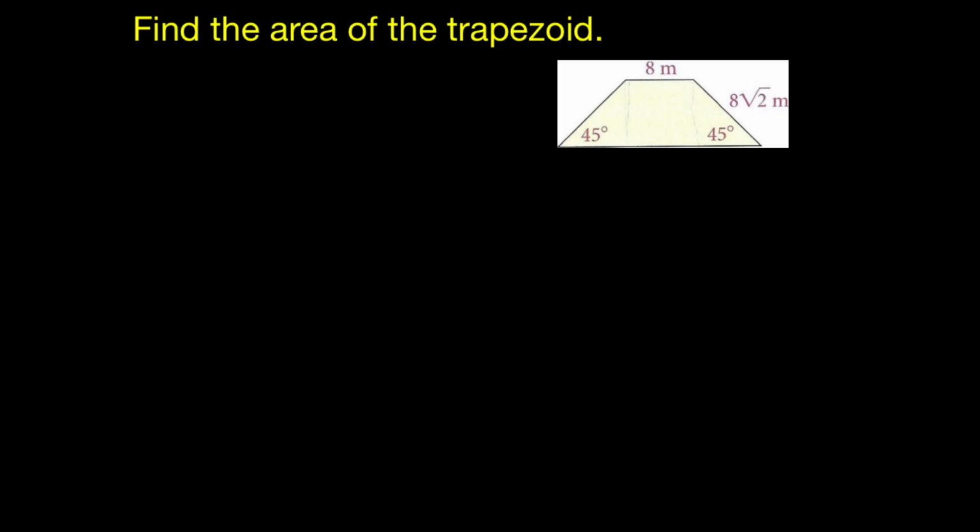Find the area of the trapezoid. In order to find the area of the trapezoid, I can apply this formula: 1/2 multiplied with the height, and then multiply with the sum of base 1 with base 2. The height is going to be perpendicular to both bases. But notice that here, I don't know what the height is.